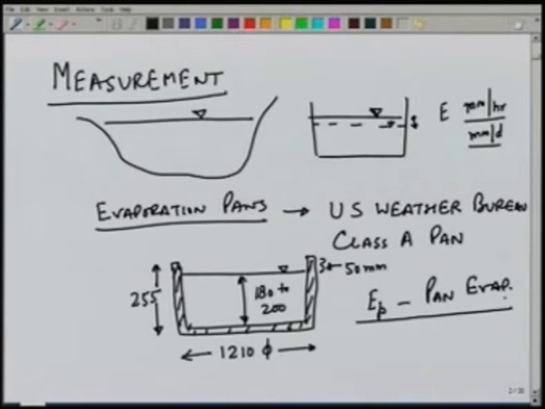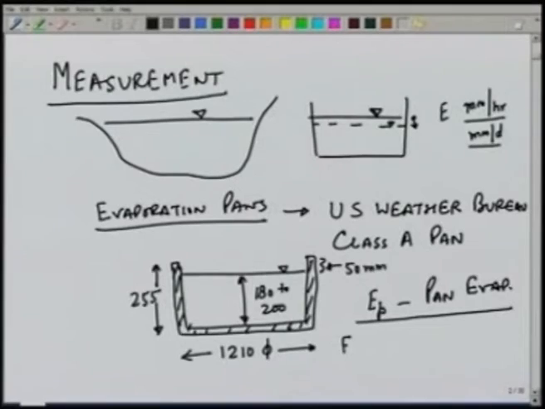The lake evaporation or the evaporation from a nearby water body will not be equal to the pan evaporation, and therefore we write the lake evaporation as some fraction multiplied by the pan evaporation.